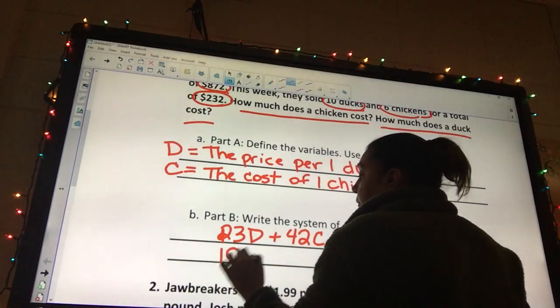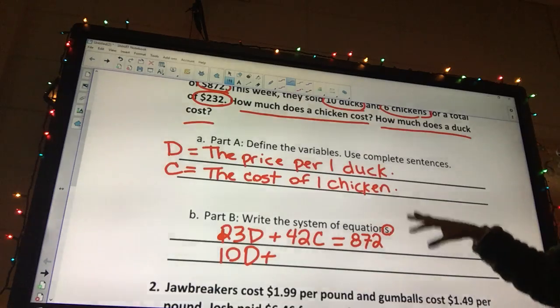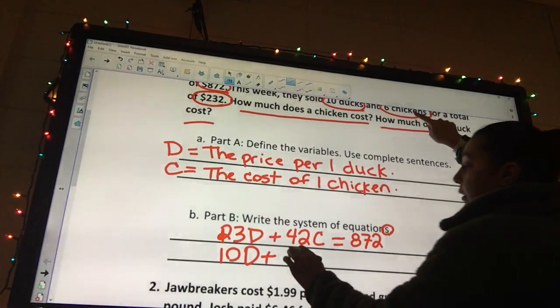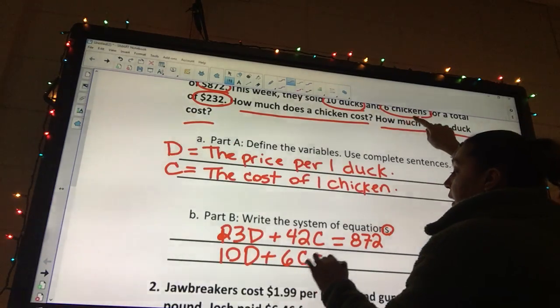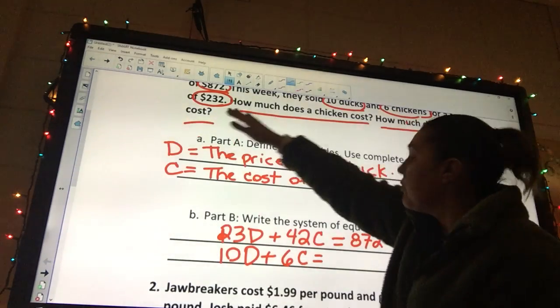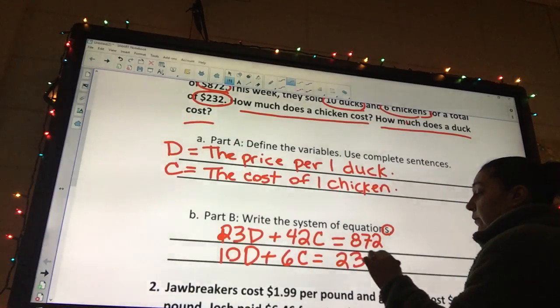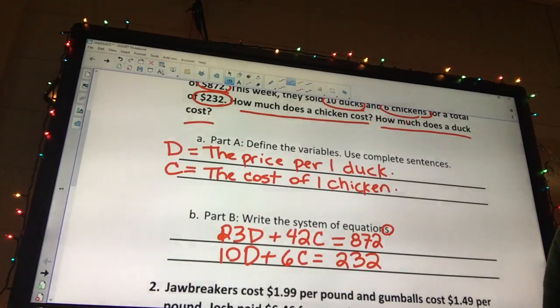10D plus, and we need to look, well, how many other chickens did they sell? Well, they sold 6 chickens, so it's going to be 6C equals, and it says for a total, means equals, $232. Okay, so we're going to say equals 232.